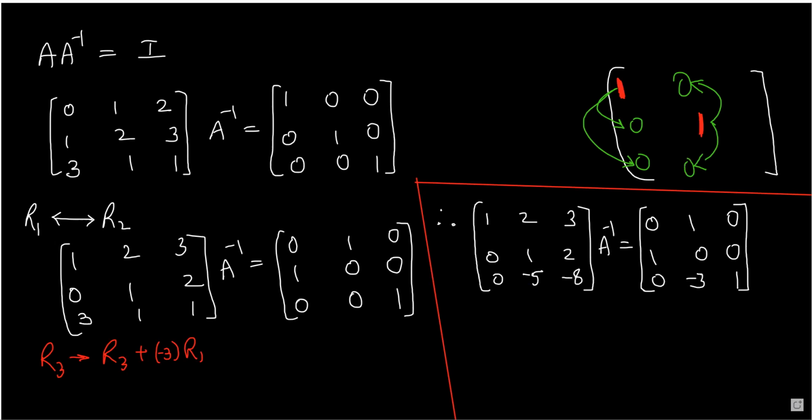I write here R1 changes to R1 plus -2 R2. Multiply -2 and add it. And here R3 changes to R3 plus 5R2. Okay. So see here, student, what do I get? You know, R1 and R3 changing, R2 will not change.